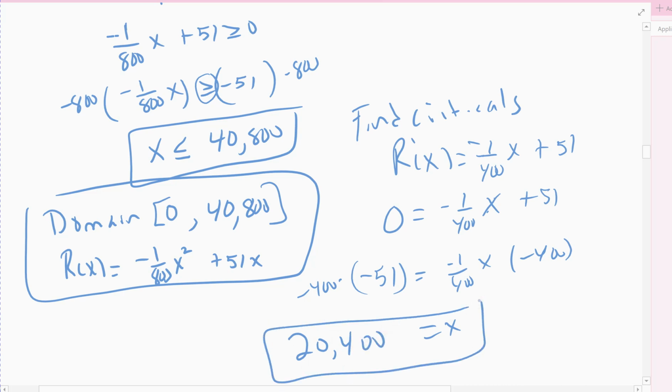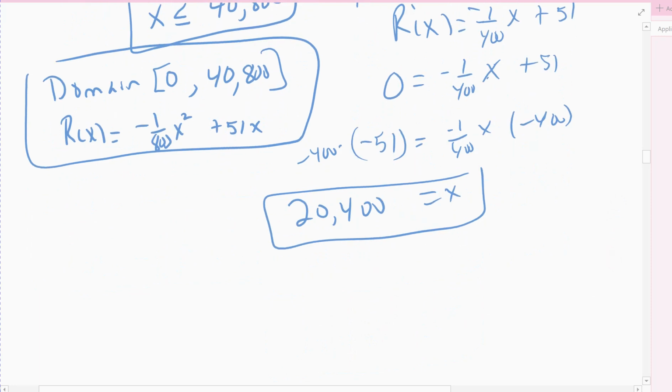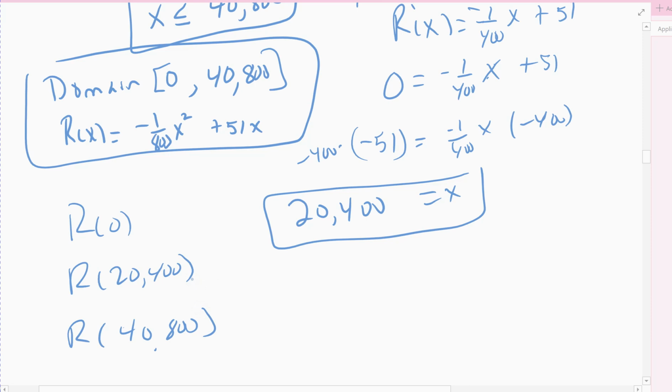Basically, you want the stadium at half capacity, right? Because it's cheaper, and that'll optimize your sales. All right, so now the verify. Since there's only one critical value, I can still verify using the second derivative. You could use the closed interval case where you found the revenue at 0, revenue at 20,400, revenue at 40,800, but I would also accept the second derivative test because there is only one turning point. But I'm going to test this way.